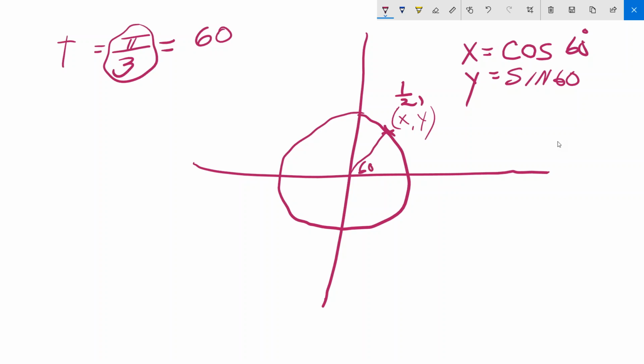What's y? Yep. So that's what they mean when they want you to find that point. No matter what angle they give you, they're basically asking you what's the cosine of that angle and what's the sine of that angle. Okay? Okay, let me erase this. Give me the next one.